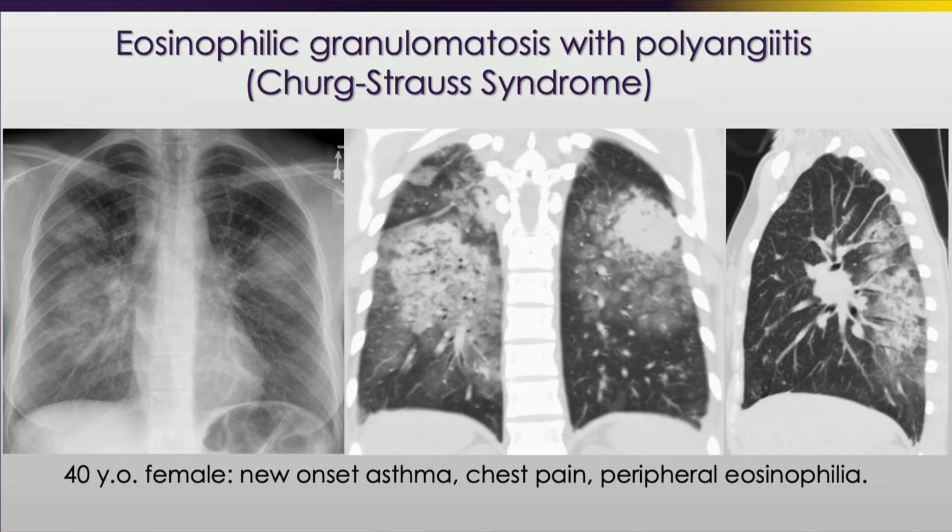Now, I think of this as sort of a sister disease of GPA, but certainly there is a different clinical scenario here. We have a 40-year-old female with new onset asthma, chest pain, and peripheral eosinophilia. Her opacities, again, are peribronchovascular, multilobar zones of consolidation with extensive patchy zones of adjacent ground glass opacity, which we know correlate with zones of parenchymal hemorrhage. These opacities can wax and wane, but these opacities do not typically cavitate.